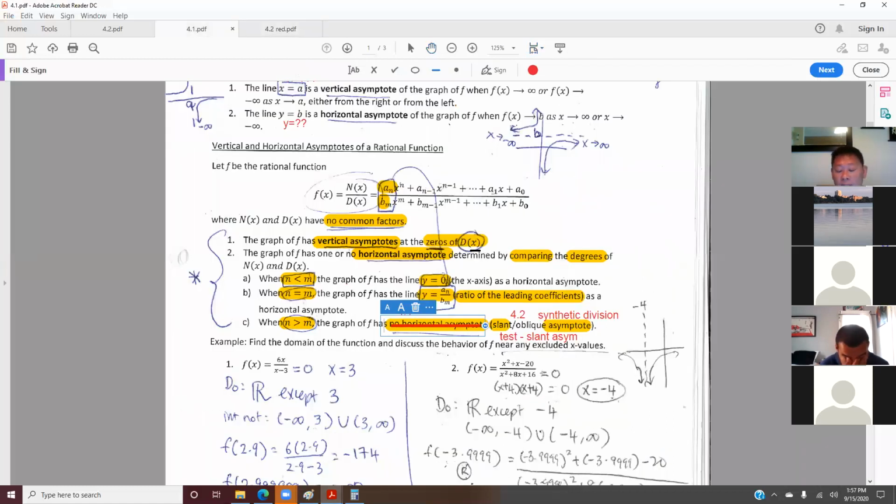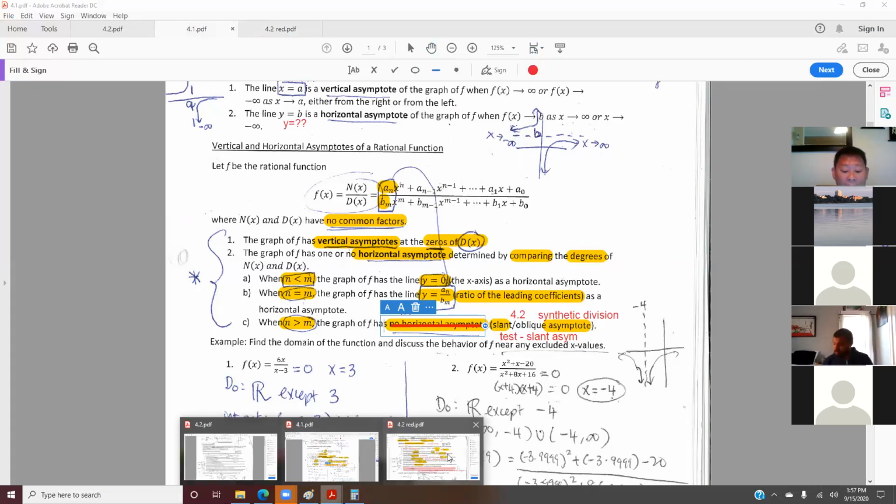Vertical asymptote: set the denominator equal to 0. Horizontal asymptote: if you have y equals 0, it depends on the powers. If your power is greater than m, then you have a slant asymptote, synthetic division. And so this is how you find your asymptotes.